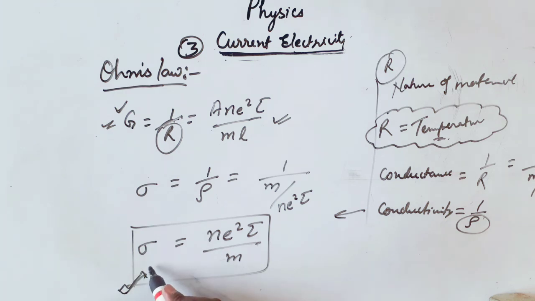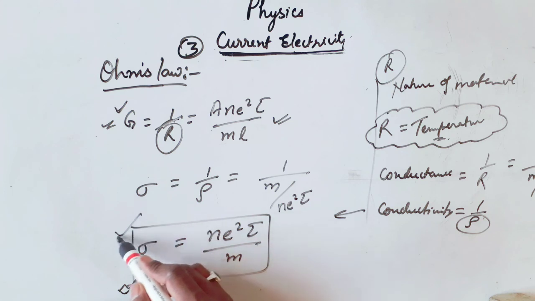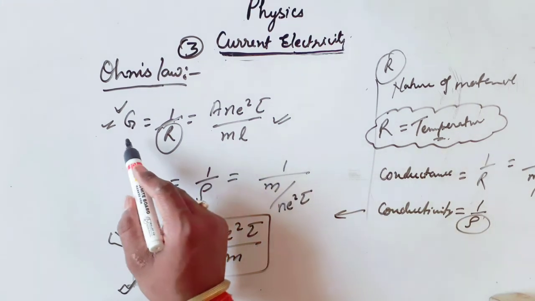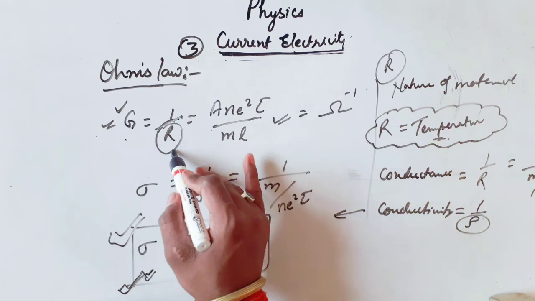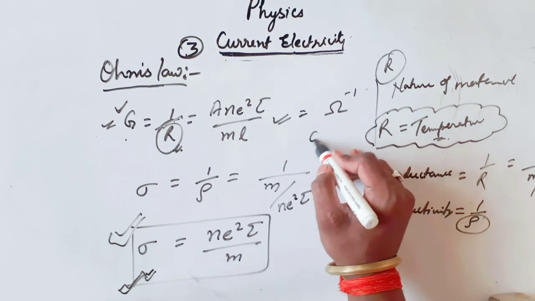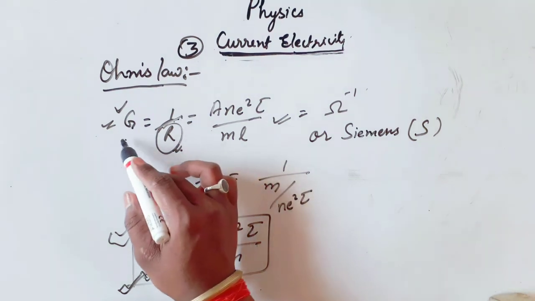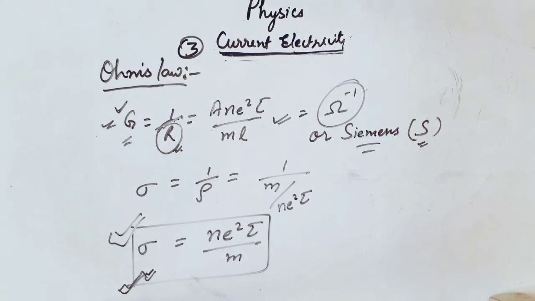The conductivity of a conductor, or you can say metal, is very high, but resistivity is very low. In the case of an insulator, the conductivity is negligible, so it cannot conduct electricity. So what is the SI unit of conductance? The SI unit of conductance is ohm inverse, because the SI unit of resistance is ohm. It is also called siemens, which is represented by capital S.